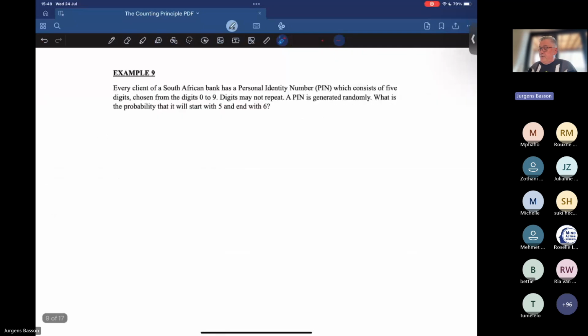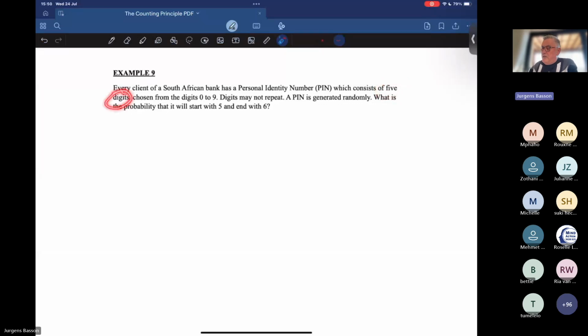All right, let's just look at another one of these. Now, in this question, I say every client of a South African bank has a personal identity number, which we normally refer to as a PIN number. That's now for your ATM card if you want to withdraw money or something. And they say it consists of 5 digits.